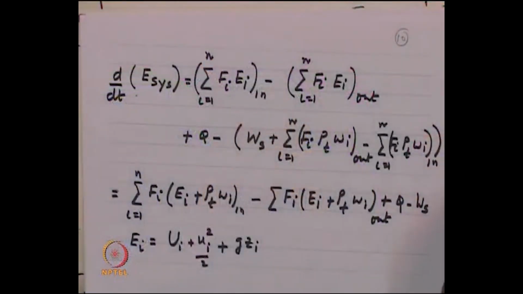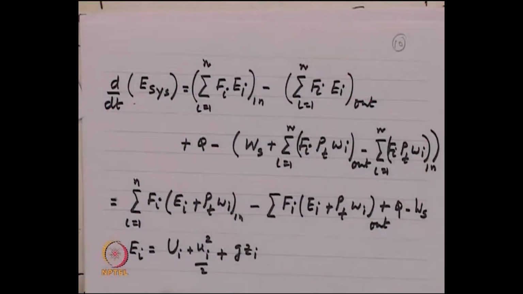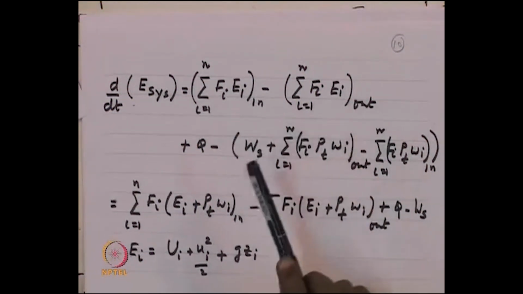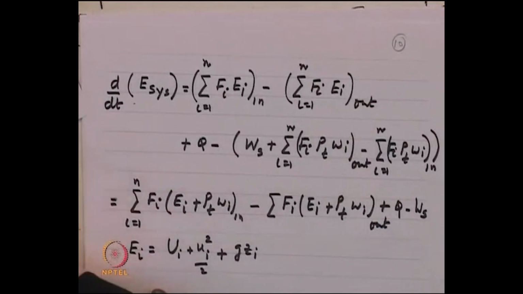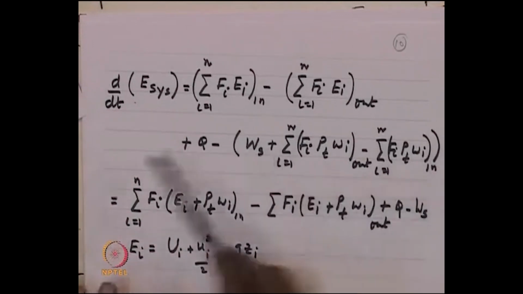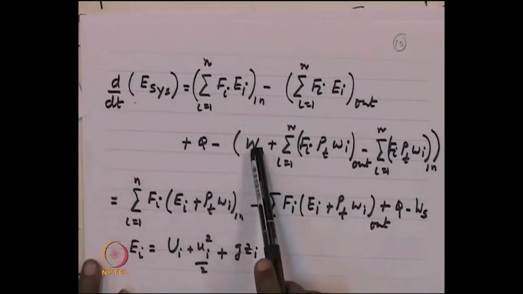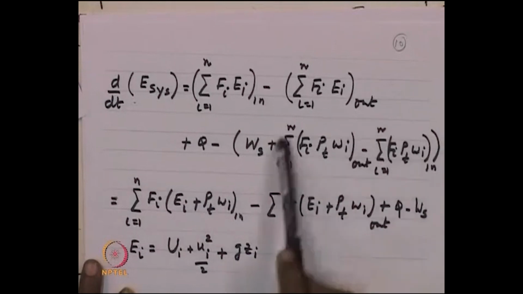Now, having said all these things, let us look at the equations that describe the energy balance. We have said that in the term sigma F I E I in, sigma F I E I out, this term W dot can be replaced as W s plus W flow work. That is what has been done here. The W dot has been replaced as W s plus flow work.